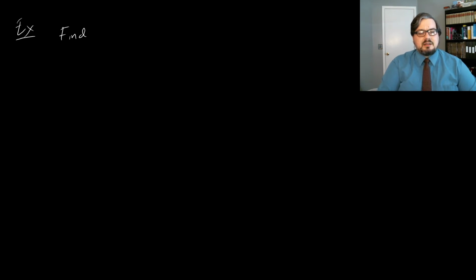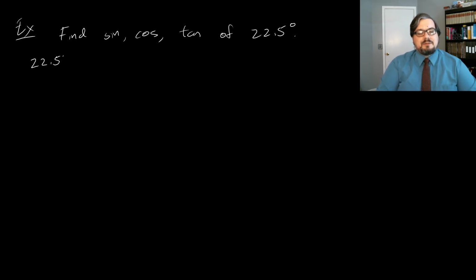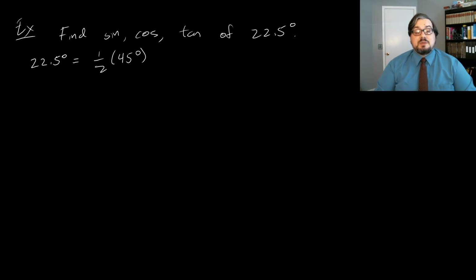Let's find sine, cosine, and tangent of 22.5 degrees. This is certainly not an angle that we are super familiar with, but what's going to help us out here is that 22.5 degrees is equal to half of 45 degrees. And so since we know about 45-degree angles, we'll be able to figure out what's going on for 22.5 degrees.